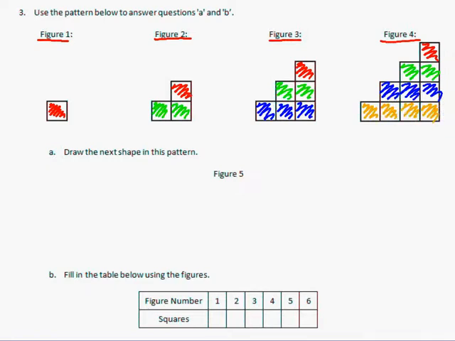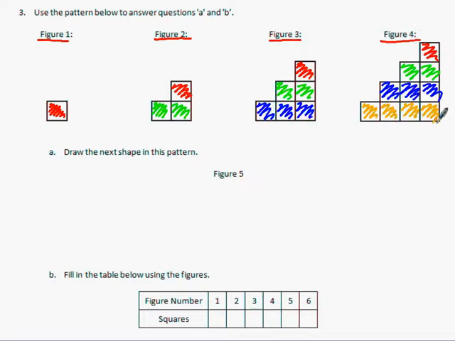Now, looks like each time we go up a figure number, we add that number of squares to the bottom. Figure 1 starts out with 1 square. Figure 2 adds 2 squares to the bottom. Figure 3 adds 3 squares to the bottom. Figure 4 adds 4 squares to the bottom.